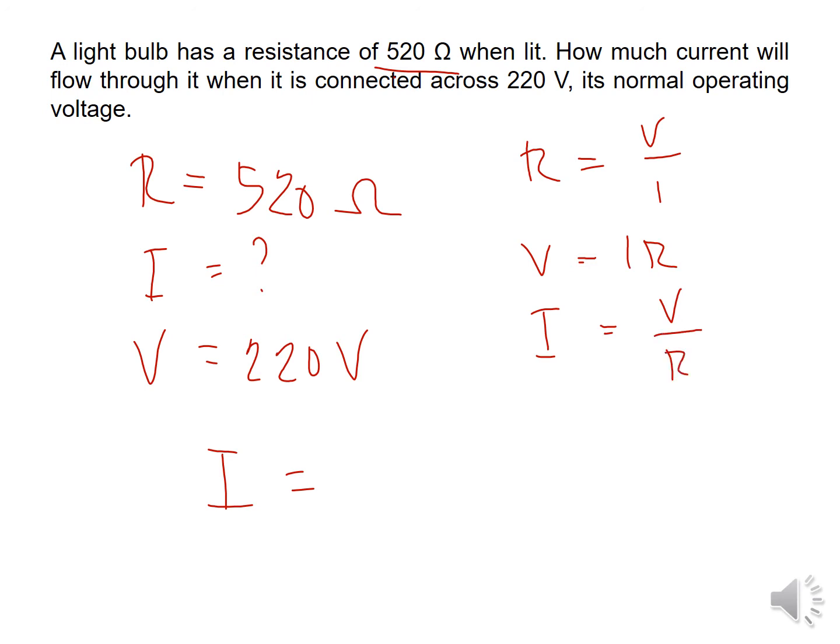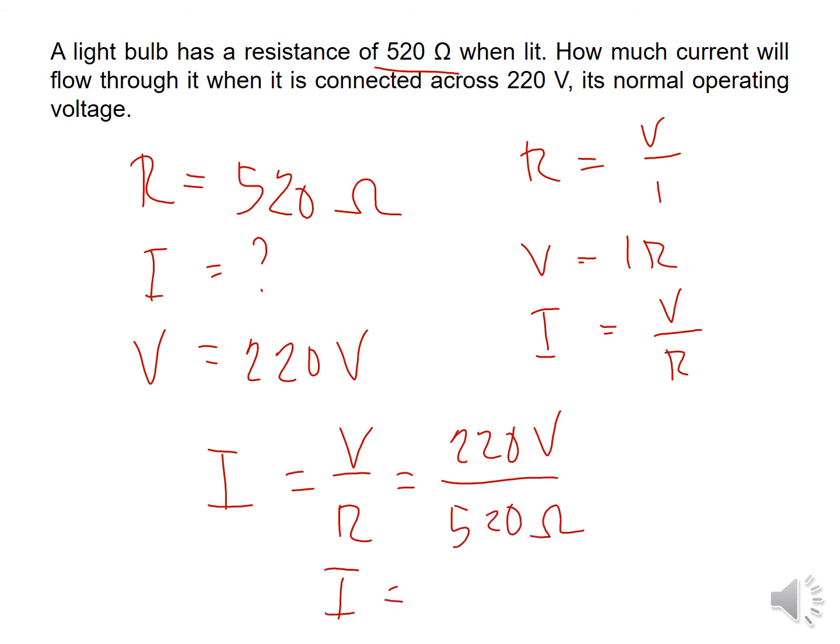So we're going to use the formula V over R to compute for current. So V over R, voltage is 220 volts. Resistance, 520 ohms. So current is equal to 220 volts divided by 520 ohms. This is equal to 0.42 ampere.